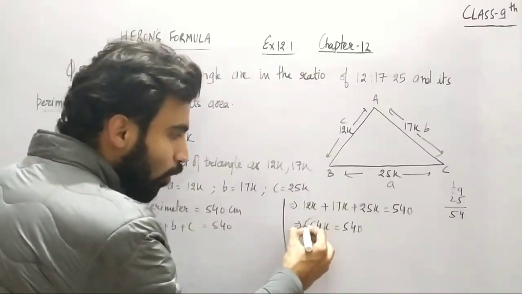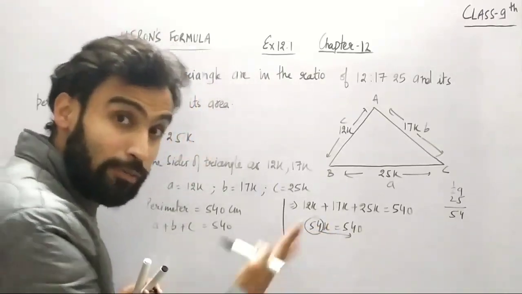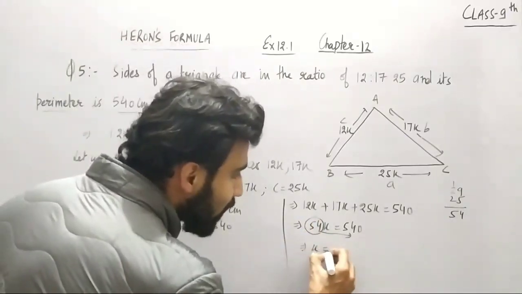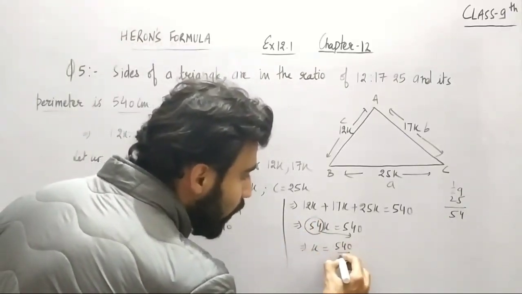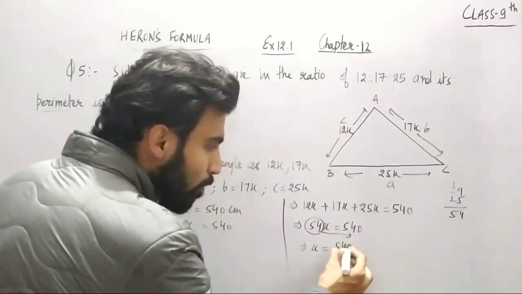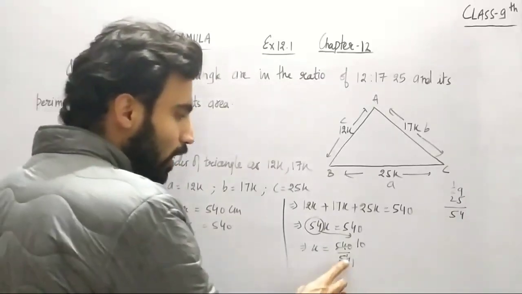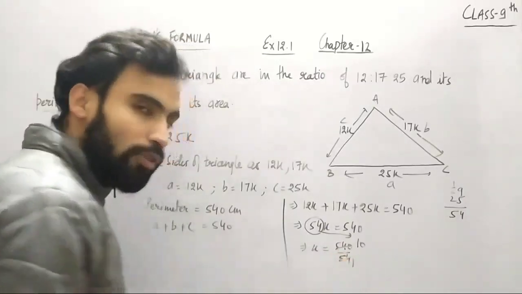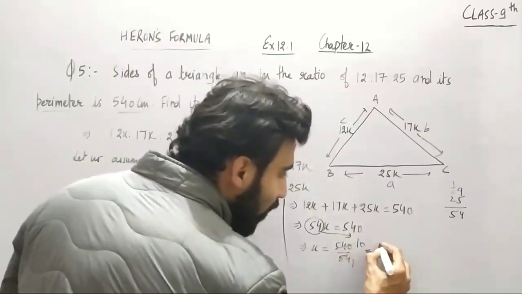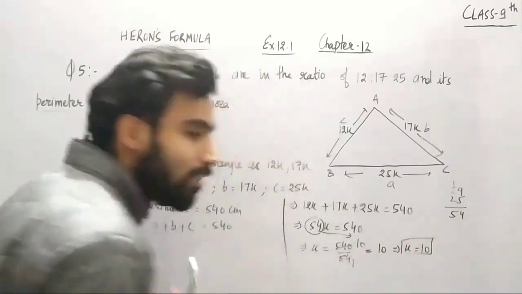Now you can see this 54 is multiplied with x, so I will shift it to the right hand side in division. What will be the value of x here? 540 upon 54, right? 54 ones are 54, 54 tens are 540, so I have cancelled it here. 540 in the table of 54 gives 10. So here we have got the value of x as 10, right?